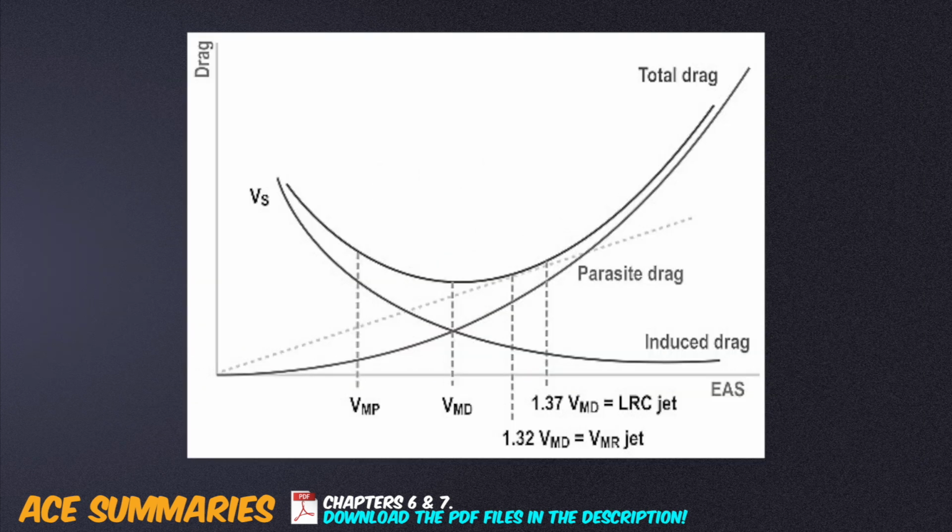Maximum endurance speed is that flown at the lowest point of the total drag curve, corresponding with the lowest specific fuel consumption.